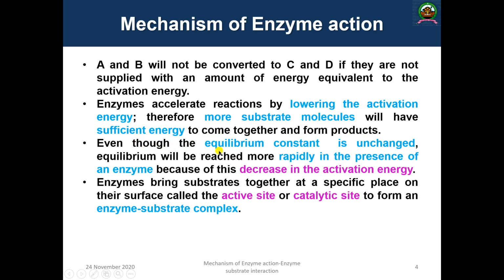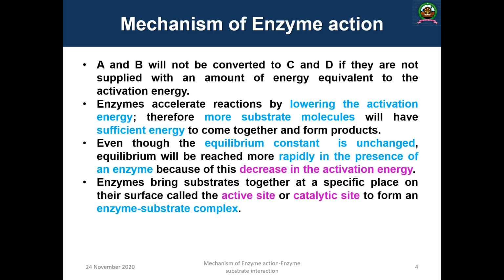So even though the equilibrium constant is unchanged, equilibrium will be reached more rapidly in the presence of an enzyme because of this reduction in the activation energy. Equilibrium will be attained very rapidly in the presence of an enzyme because lowering of the activation energy will favor this particular reaction.